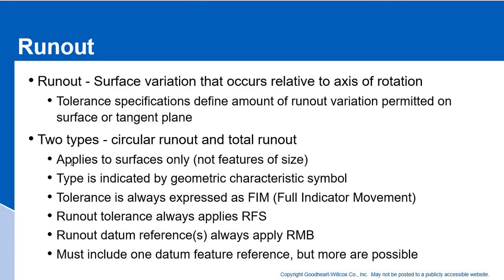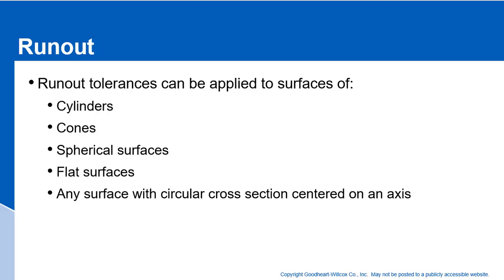Very important about runout. They apply only to surfaces. They do not apply to features of size. And then the tolerance is always expressed as full indicator movement. And runout tolerances are always applied at RFS, and runout datum references are always applied regardless of material boundary, and they must include at least one datum feature reference, but two are possible. Okay, so it's always RFS, always RMB, and it only applies to surfaces. It's very important. Runout tolerances can be applied to surfaces of cylinders, cones, spherical surfaces, flat surfaces, or any surface with a circular cross-section centered on an axis.